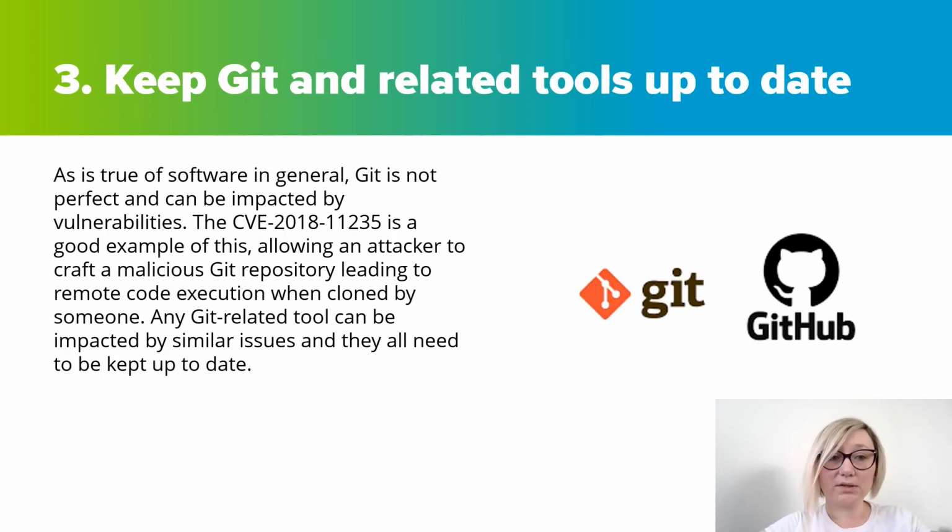And the last one: keep Git and related tools up to date. As is true of software in general, Git is not perfect and can be impacted by vulnerabilities. Any Git-related tool can be impacted by a similar issue, and they all need to be kept up to date.